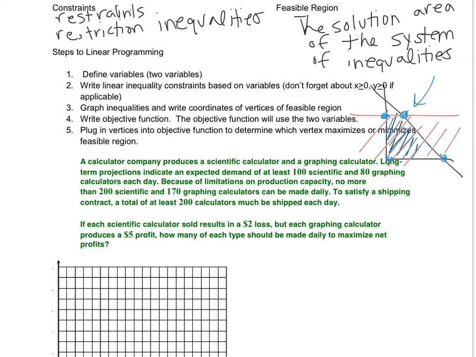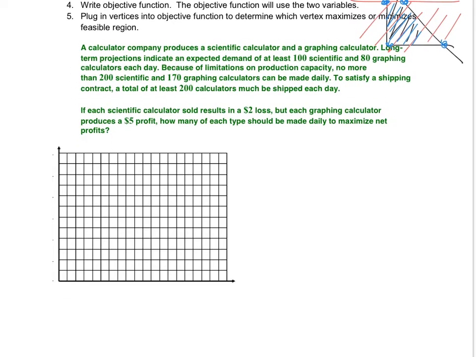So those were a ton of directions, but I'm going to keep going back through them as I go through this example. So a calculator company produces a scientific calculator and a graphing calculator. Long-term projections indicate an expected demand of at least 100 scientific and 80 graphing calculators each day. Because of limitations on production capacity, no more than 200 scientific and 170 graphing calculators can be made daily. To satisfy a shipping contract, a total of at least 200 calculators must be shipped each day.